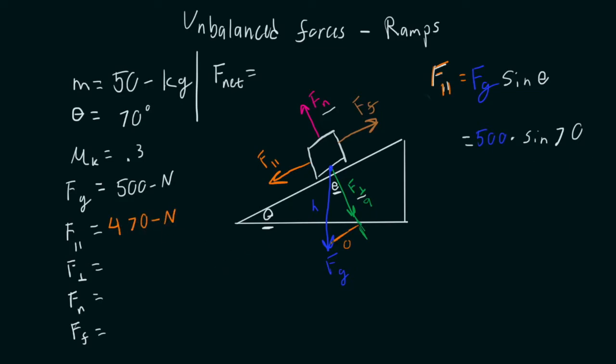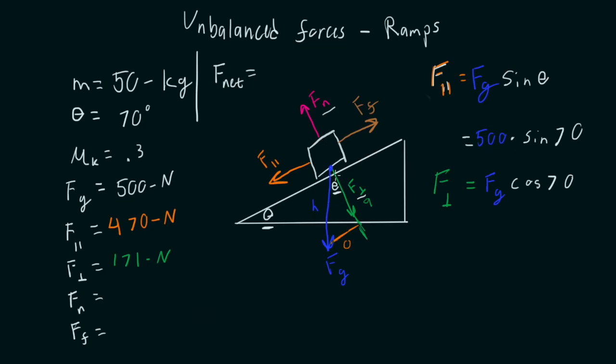And then the force perpendicular will be equal to the force of gravity. Now this is the adjacent side, so it's going to be the cosine of 70. So we're going to take that 500 times the cosine of 70. And we're going to get 171 newtons.